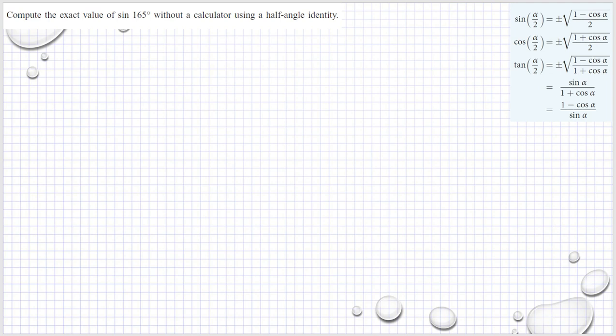Sine 165 degrees is the same as sine of double that, 330 degrees, divided by 2, because we need to use the half-angle formula. It is equal to plus minus the square root of (1 minus cosine theta) divided by 2.